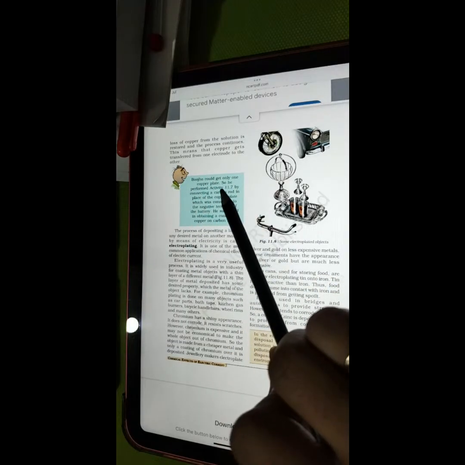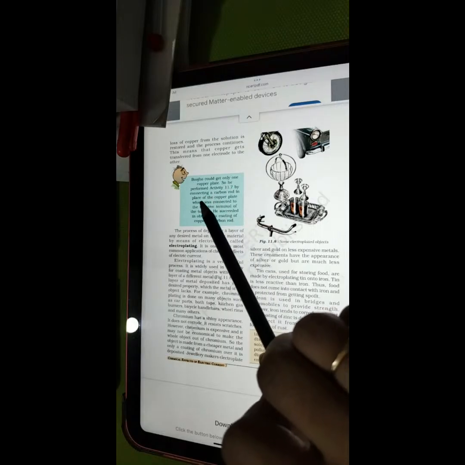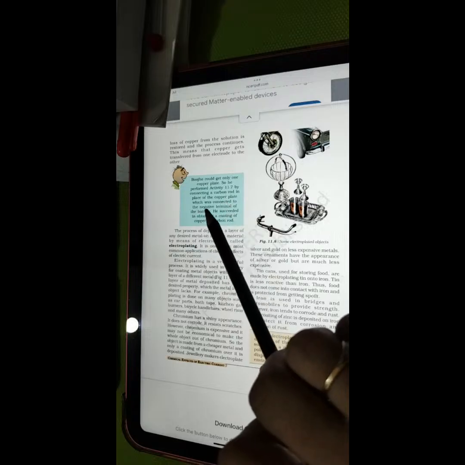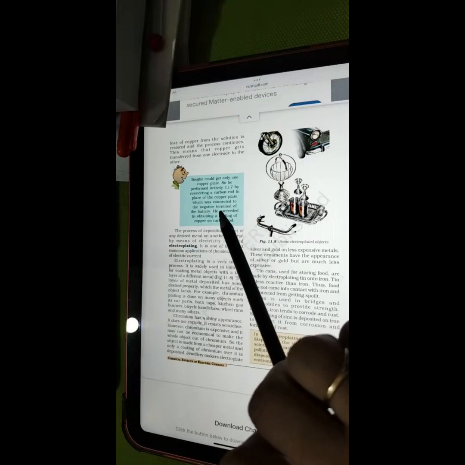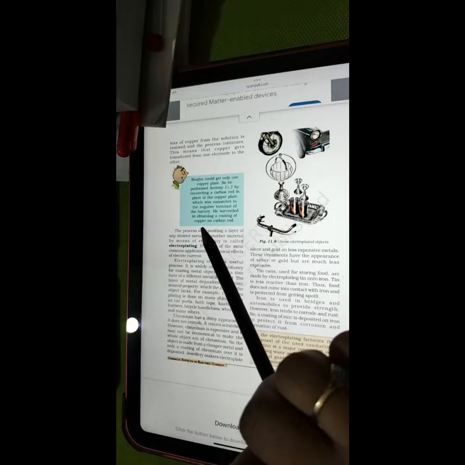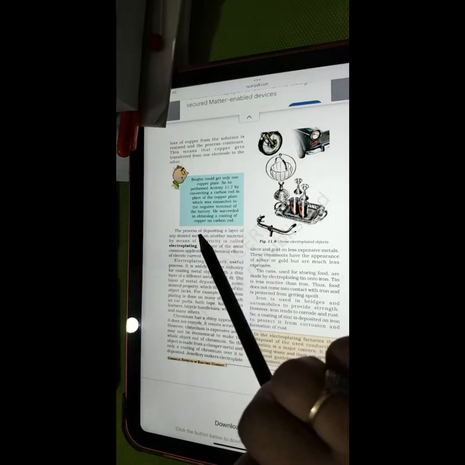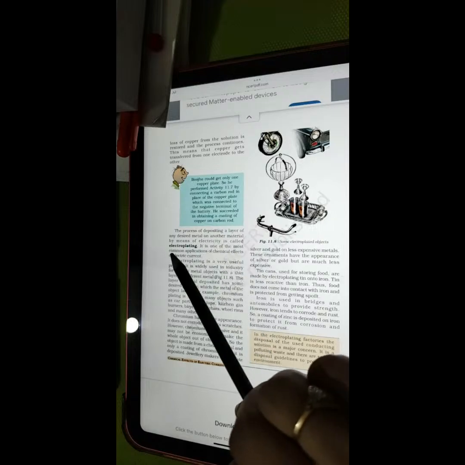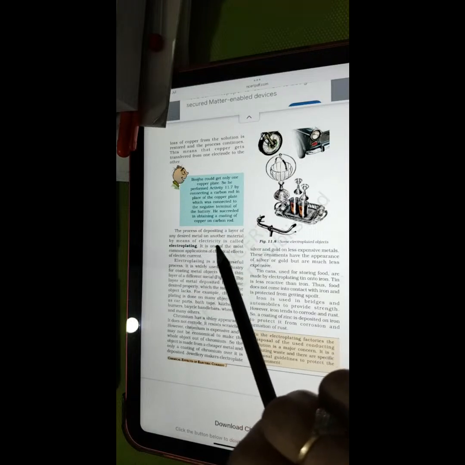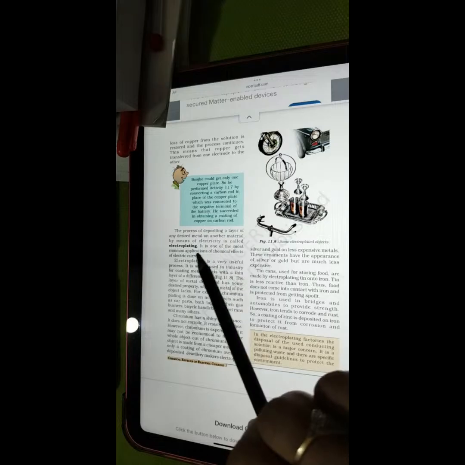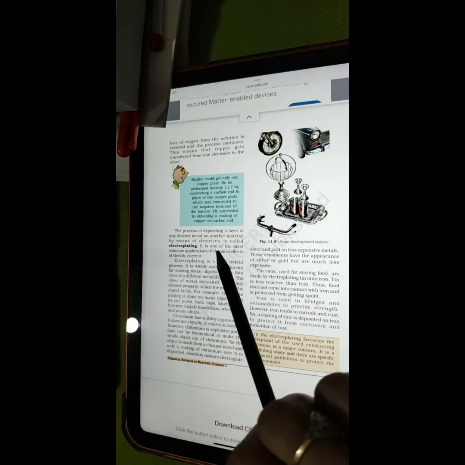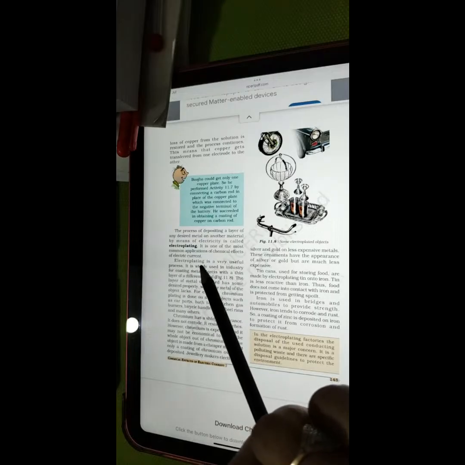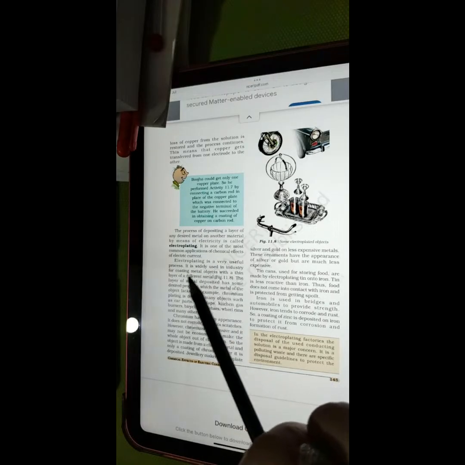Bojo could get only one copper plate, so he performed activity 11.7 by connecting a carbon rod in place of the copper plate, which was connected to the negative terminal of the battery. He succeeded in obtaining a coating of copper on carbon rod. The process of depositing a layer of any desired metal on another material by means of electricity is called electroplating. It is one of the most common applications of chemical effects of electric current. Electroplating is a very useful process.